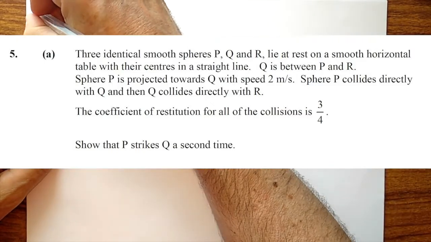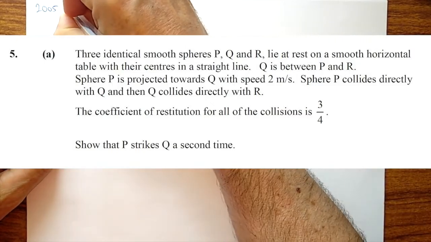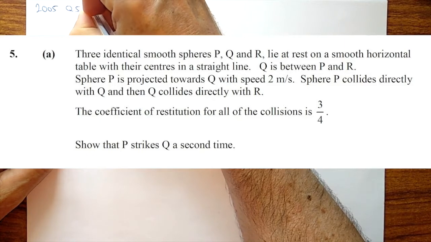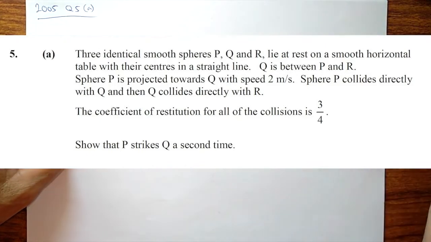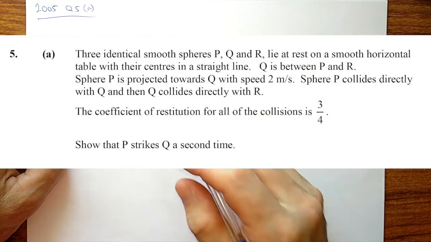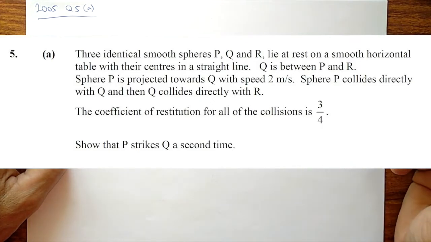Today we're going to look at 2005, question 5, part A. So we have three smooth spheres, P, Q and R, on a smooth horizontal table, and they're identical, so the masses are the same. P hits Q, Q hits R, what happens to P and Q?